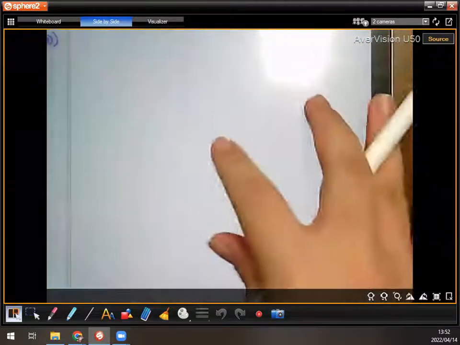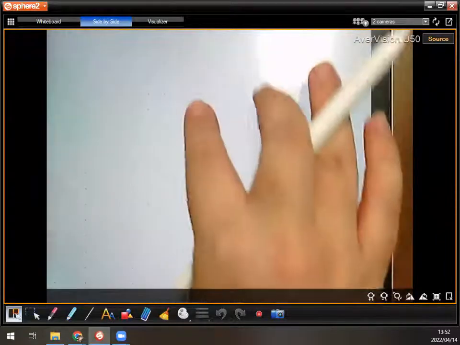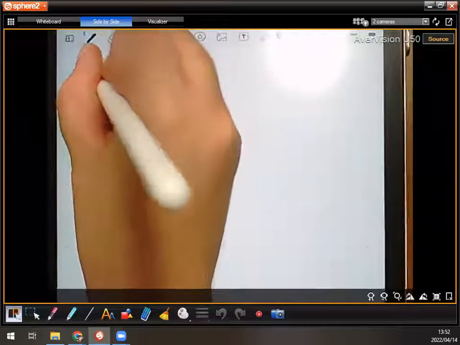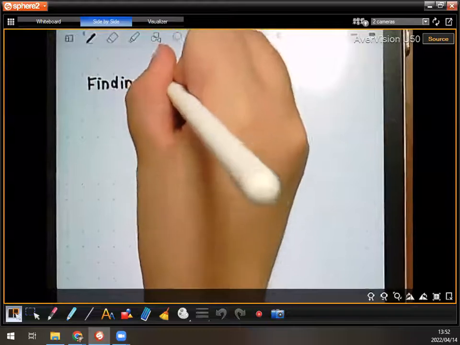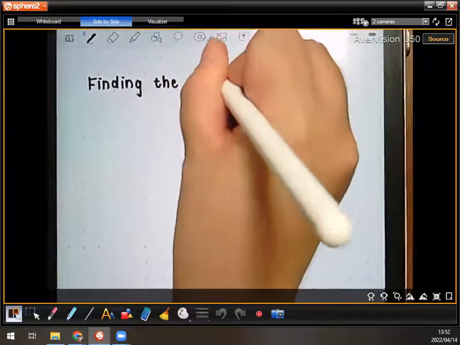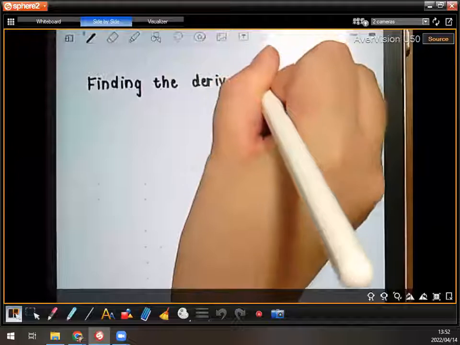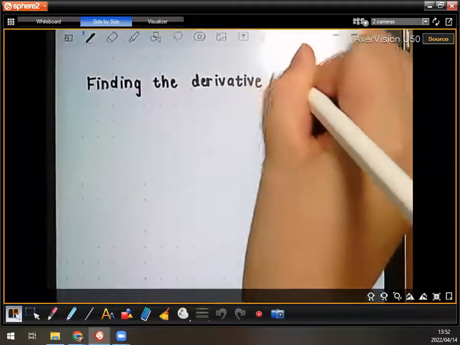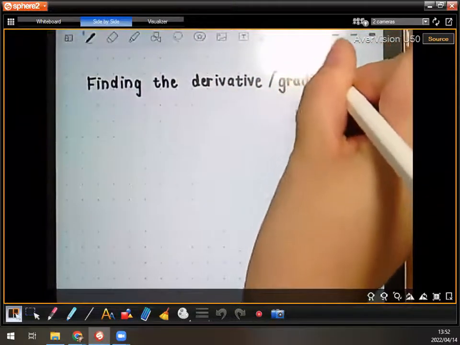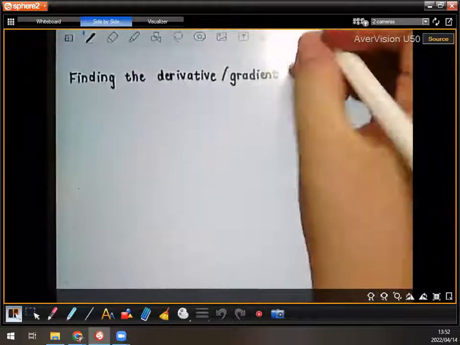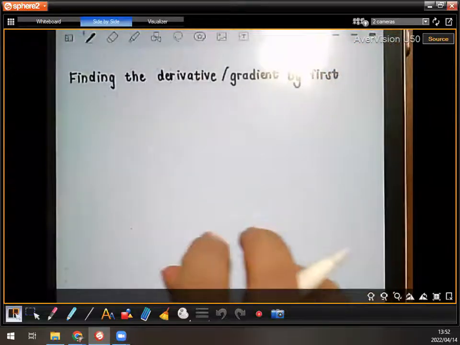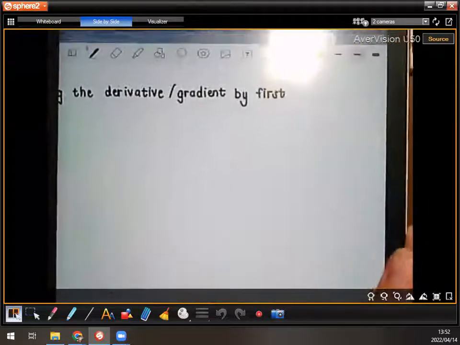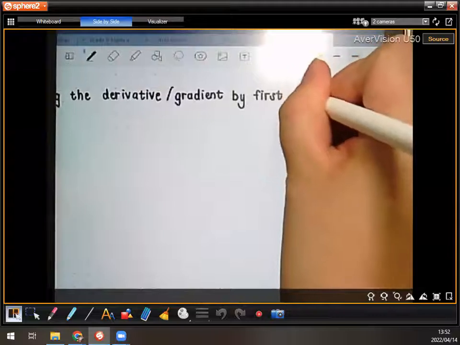Let's do an example. You can actually make a new heading if you want. We have 10 minutes. We're going to finish it in these 10 minutes, guys, and then you're not going to have homework for the long weekend. The heading is: Finding the derivative / gradient by first principles.